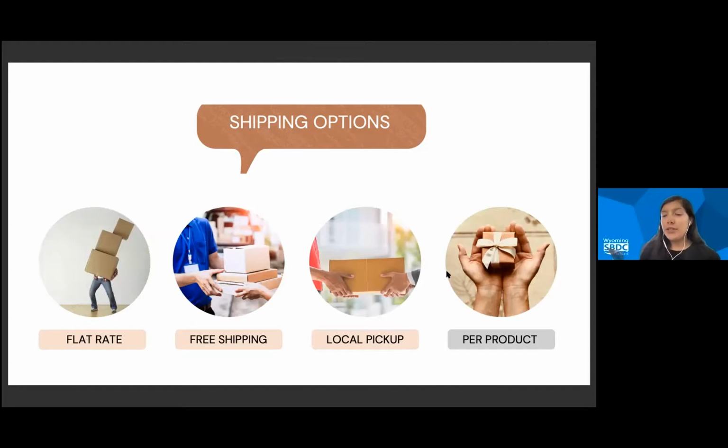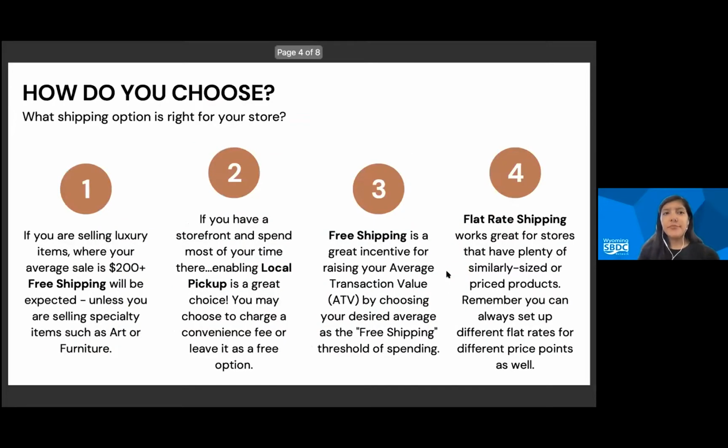But in addition to that, if there's a specific product that maybe doesn't fit into any of these categories, you can add the per product shipping option, which is a really nice feature that they provide. So the big question is, how do you choose? What are the shipping options that are right for your store? So I have here a couple of scenarios that will tell you a little bit about whether you may want to try this option in one way or another.